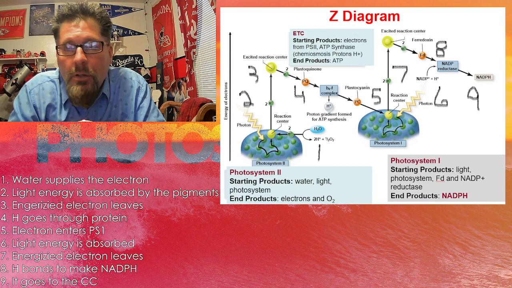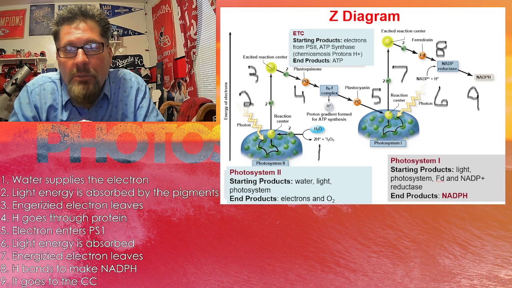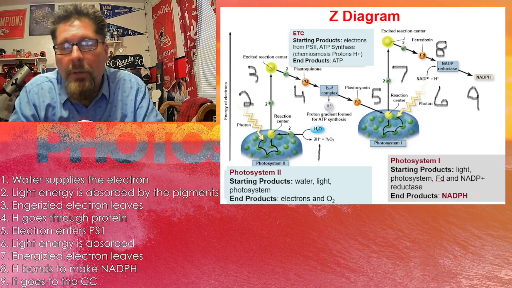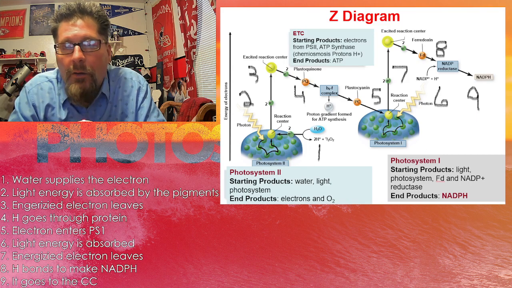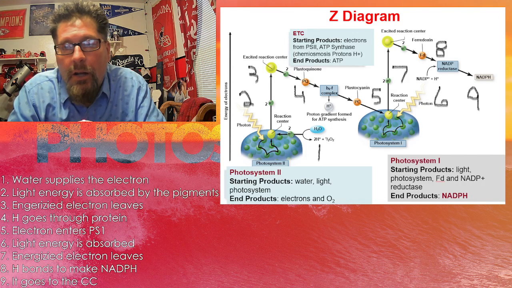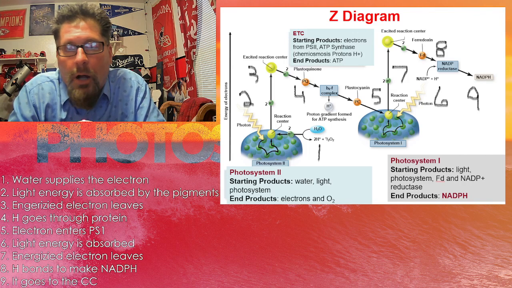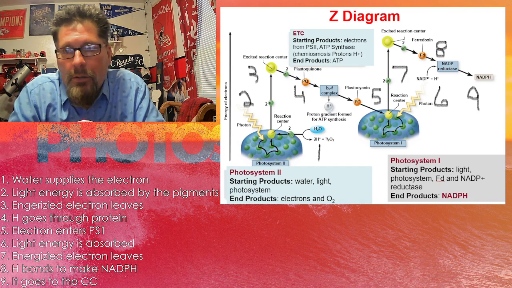Step 2, far left, again above the zigzag light ray. The light energy is absorbed by the pigments, whether that's chlorophyll A, chlorophyll B, beta-carotene. Something is absorbing the energy from those wavelengths. And then the energy is funneled molecule to molecule towards the reaction center.